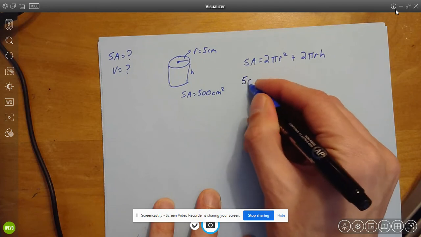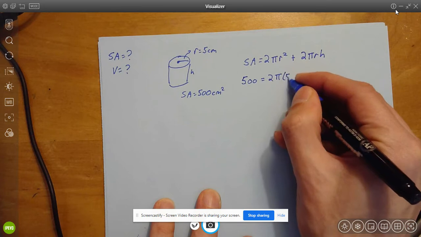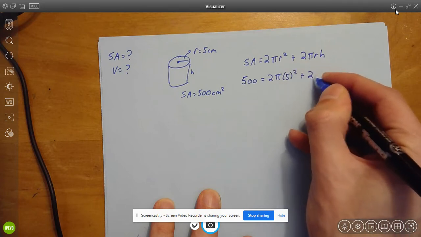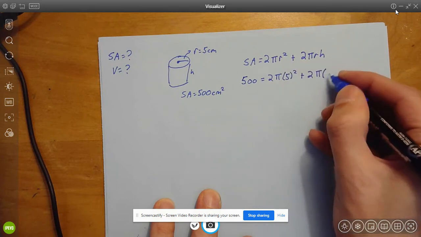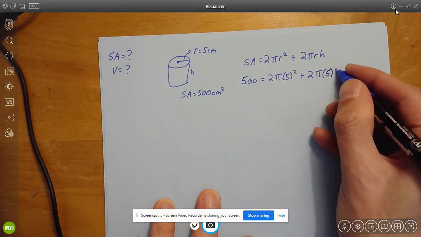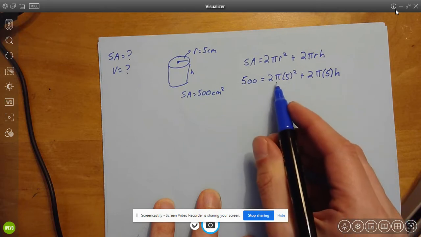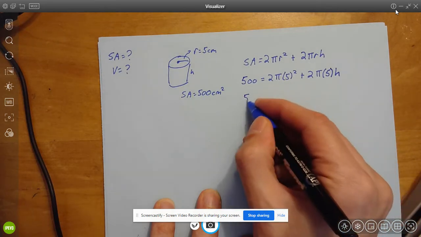Let's plug in what we know. Surface area equals 500. And every time I see radius, I can replace it with what we know, that the radius is 5 centimeters. Pi, let's just leave as pi. I could replace it as 3.14, but I like to do that at the end. We can talk about that more in a second. I like to try to keep the answer exact, so I like to just leave pi in. We know it's a number.